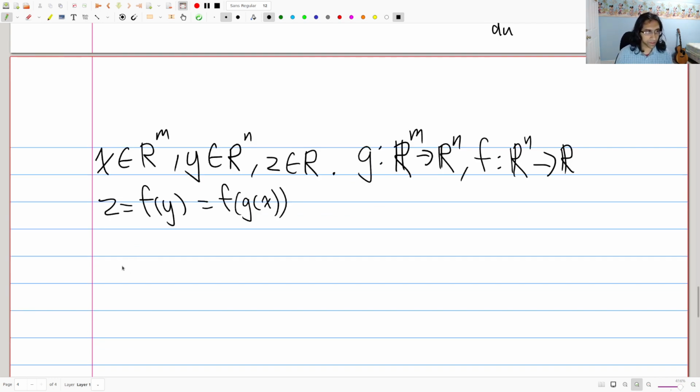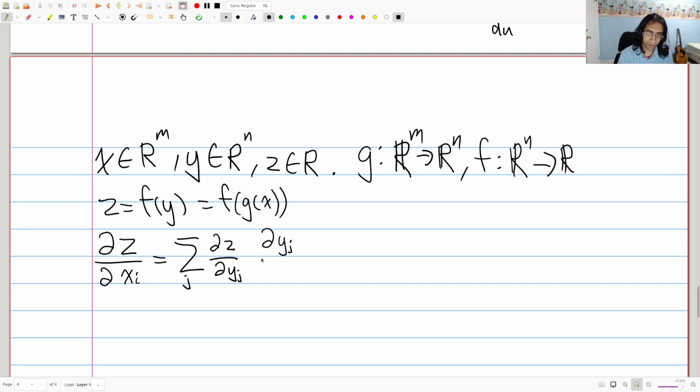Now, if you apply the chain rule again, I'm not going to do the derivation, but hopefully you can verify this for yourself. What we care about, suppose, is the partial of z with respect to some single element x_i. This can be written as a summation over all j of the partial of z with respect to y_j, times the partial of y_j with respect to x_i. It's basically very similar to what we did before, but because now there are many paths from z to x_i, we have to take all of these paths and sum over all of them. That's just the chain rule.